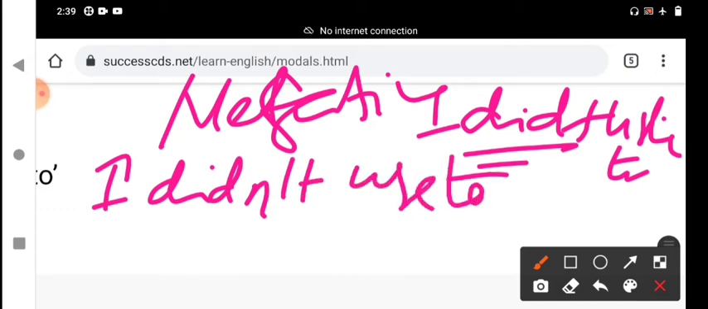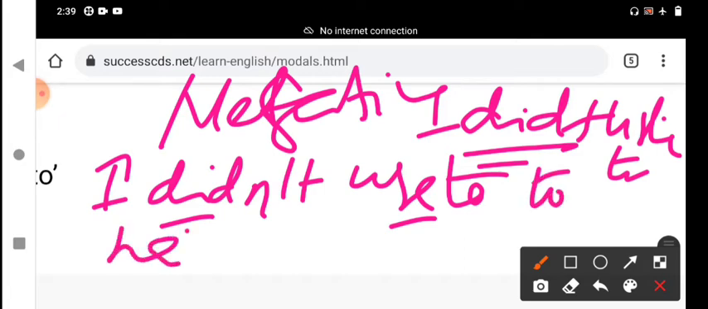Use to, not used to. Since did is already there, we should not use used to. In the present form you have to use used to. Used to have coffee. I did not use to have coffee. What is the meaning of have? Have means to take coffee, to drink coffee.